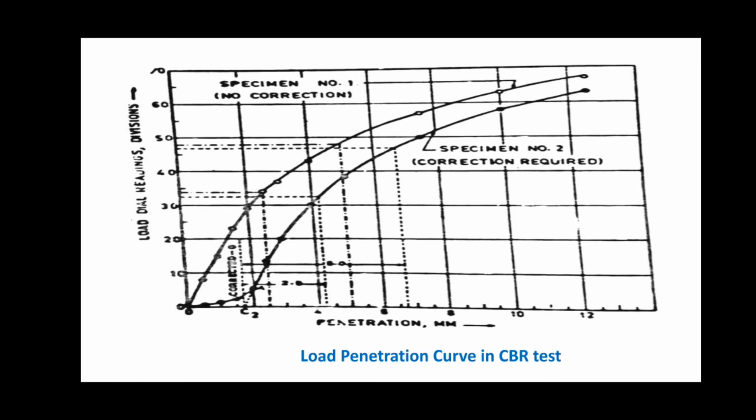The normal curve is with the convexity upwards, as for specimen number 1, and the loads corresponding to 2.5 and 5 mm penetration values are noted. Sometimes a curve with an initial upward concavity is obtained, indicating the necessity of correction, as for specimen number 2. In this case, the corrected origin is established by drawing a tangent AC from the steepest point A on the curve. The load values corresponding to 2.5 and 5 mm penetration values from the corrected origin C are then noted.